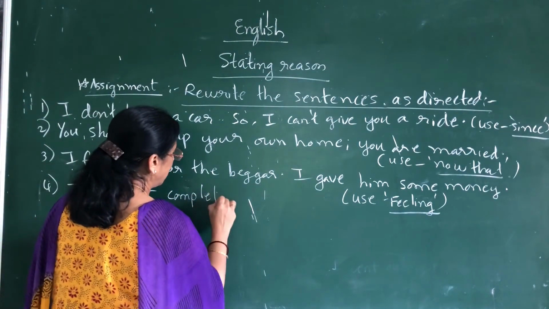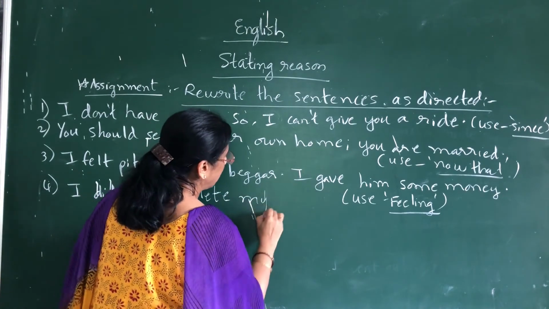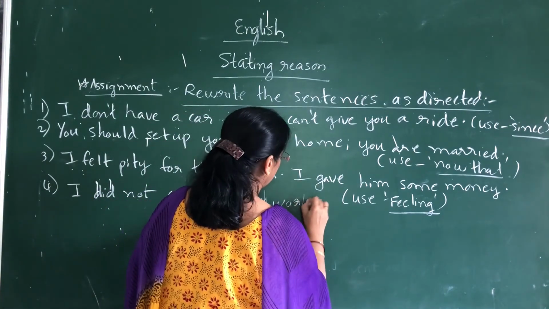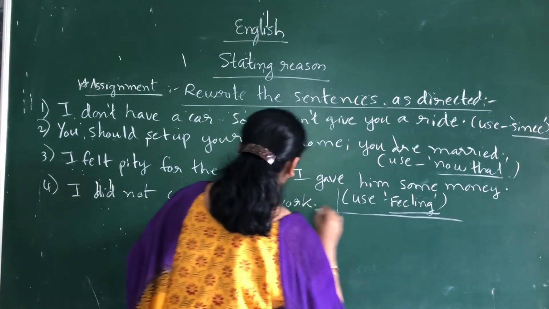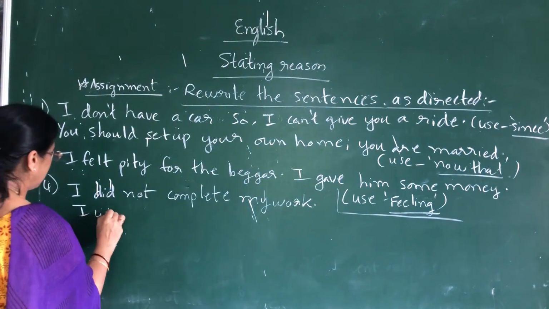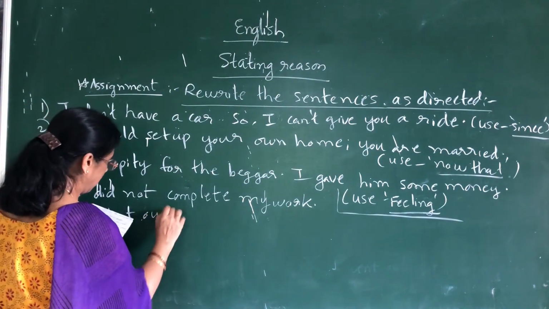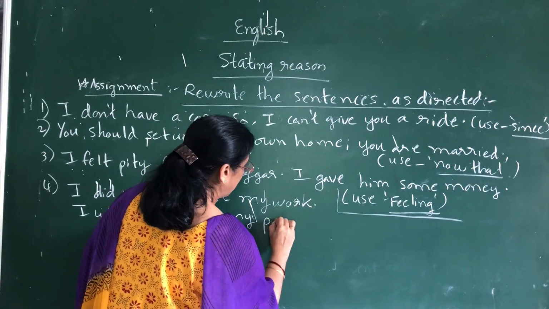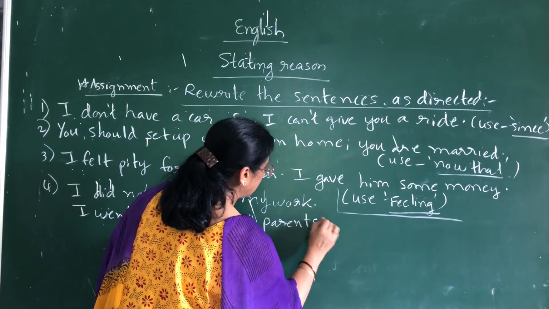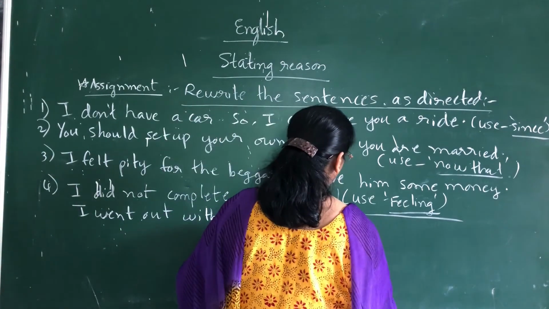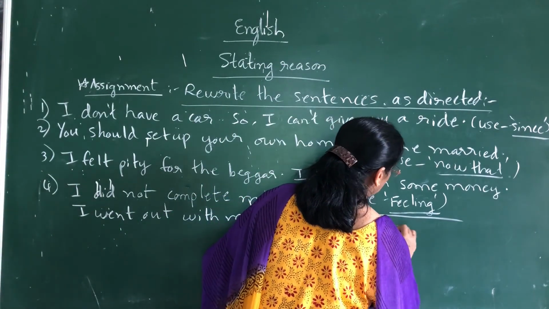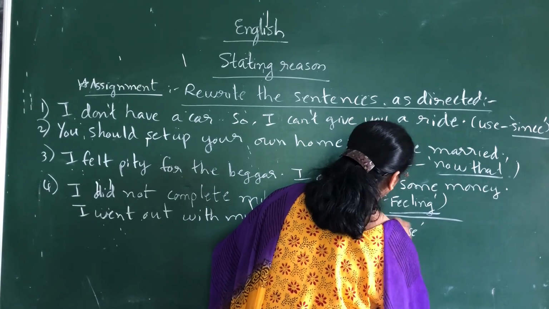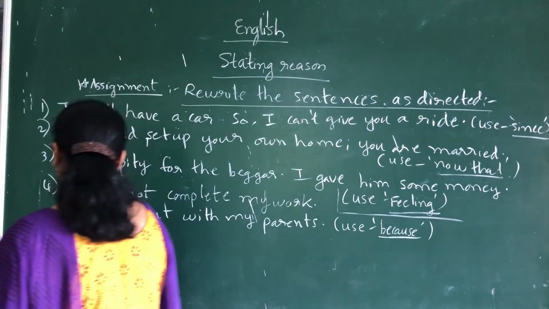Next, I did not complete my work. I went out with my parents. So here what should you use? Use because and combine the sentences.